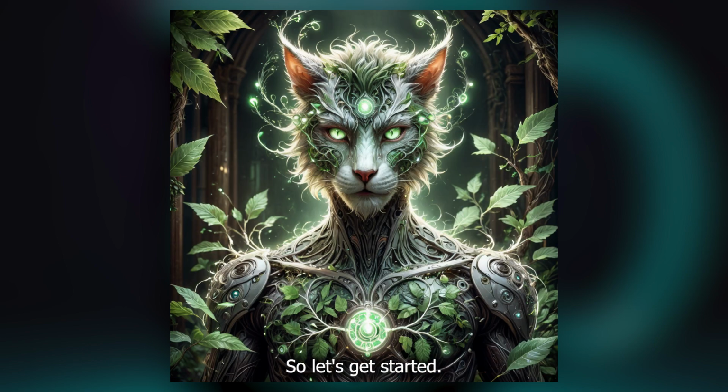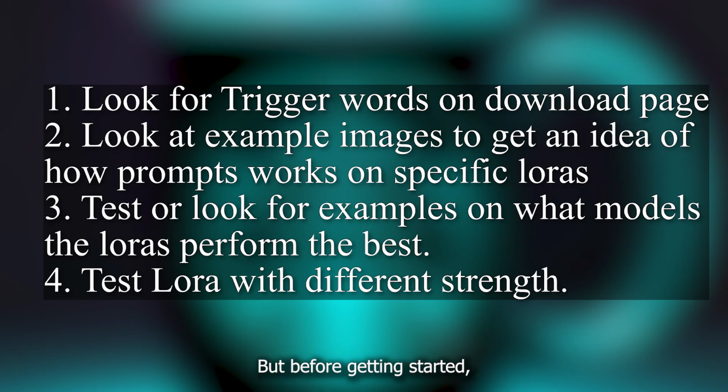So let's get started. But before getting started, please keep these 4 things in mind. Look for trigger words on the download page. Look at example images to get an idea of how prompts work on specific Loras. Test or look for examples on what models the Lora performs the best. You can also test Lora with different strength to get an idea of at what strength the Lora performs the best or gives you the result you are looking for.